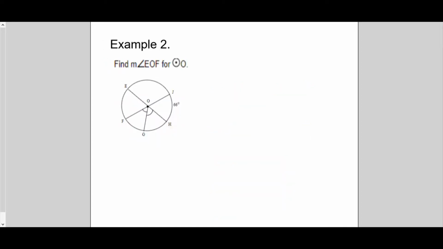Example 2, find the measure of angle EOF for circle O. So this time we want to find EOF, this angle right here. We're going to use what we know about angles, particularly that vertical angles are congruent. Remember, vertical angles are angles that look like this. Angles that share a vertex and are directly across from each other have the same measure.